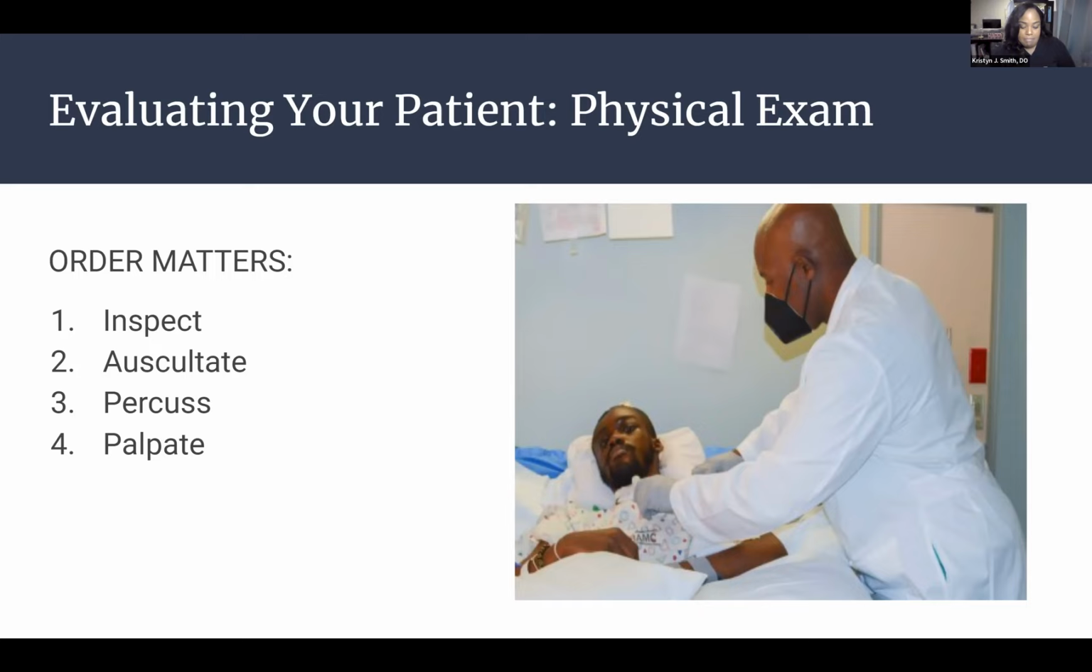And when you're palpating the abdomen, you want to make sure that you have the patient lying supine, because lying upright or at an angle can induce voluntary guarding and can really limit your exam. So it's best to have the patient supine with their intra-abdominal muscles, their rectus abdominal muscles, totally relaxed so that you can get a good exam.